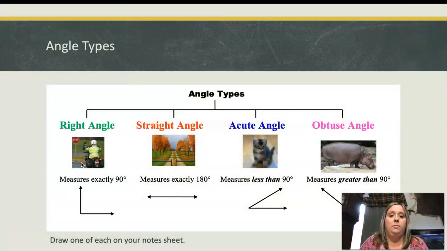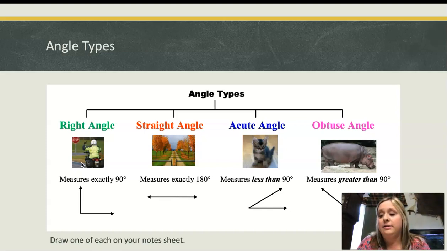So once you have the notes open, this is the first section. We talk about angle types, and this should really be a review, so we're going to go kind of fast through this. A right angle measures exactly 90 degrees, a straight angle measures exactly 180 degrees, an acute angle measures less than 90 degrees, and an obtuse angle measures greater than 90.